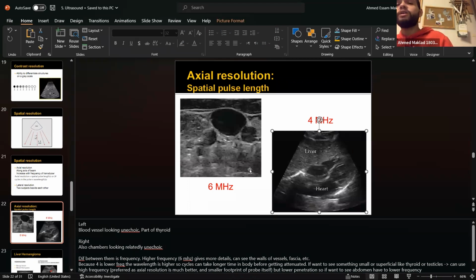All right, this is 4 MHz, right? And this is 6. And you can see that the one with 6 has better quality, or better differentiation of structures, when you increase the frequency. Okay, so when you increase the frequency, you can see the structures better. You can differentiate between them better. Right here, not so much. You can still see a lot of things, but the differentiation between structures is poor.